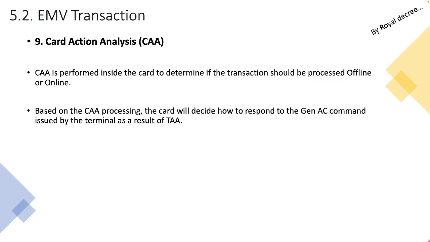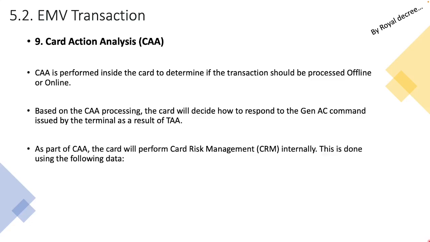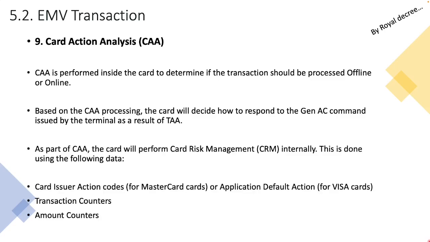Based on card action analysis processing, the card will now decide how to respond to the GEN AC command that was issued by the terminal as a result of terminal action analysis. As part of card action analysis, as I mentioned just now, the card will perform card risk management internally. Okay, and this is done using the following data. The card looks at its card issuer action codes, the CIAC. Remember we discussed this in the issuing parameters sections a few videos back.